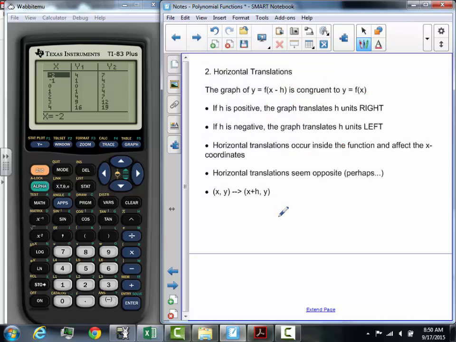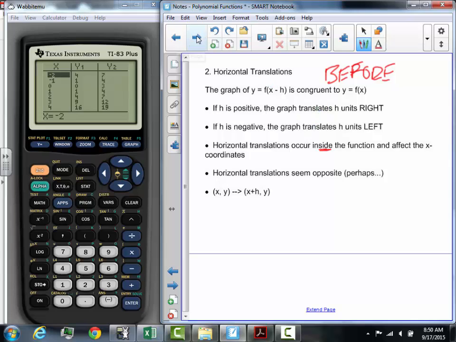Okay, let's talk about horizontal translations then. Horizontal translations do not happen after a function occurs. These happen before. I can't spell apparently. That's supposed to be before. Undo. Before. Or sometimes we use the word inside the function.